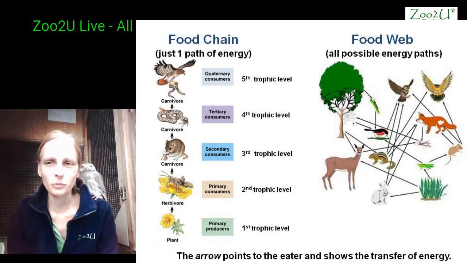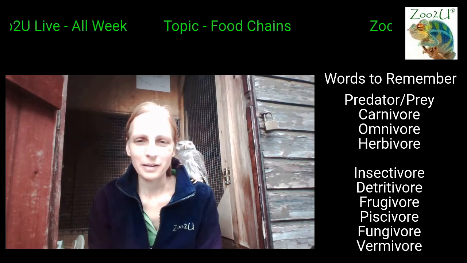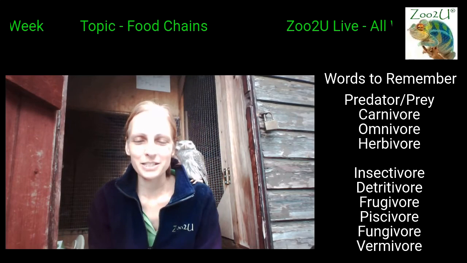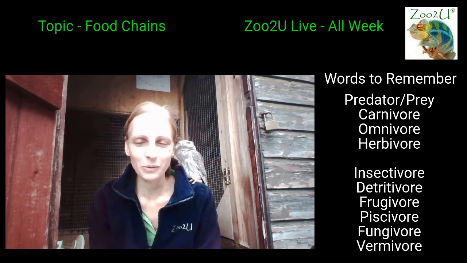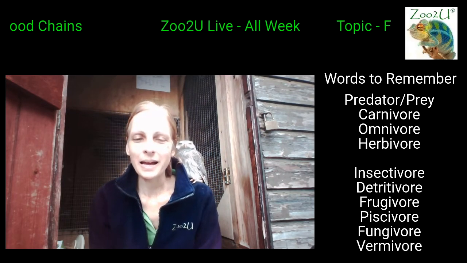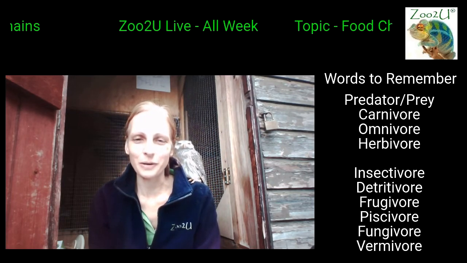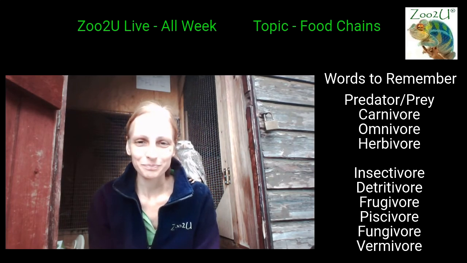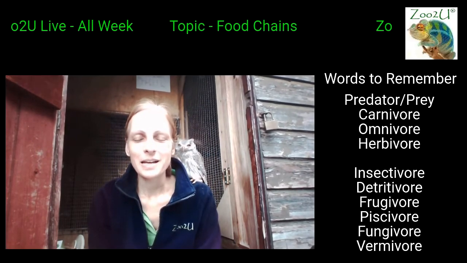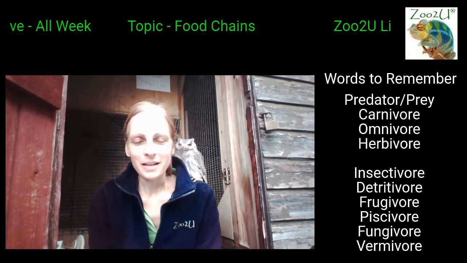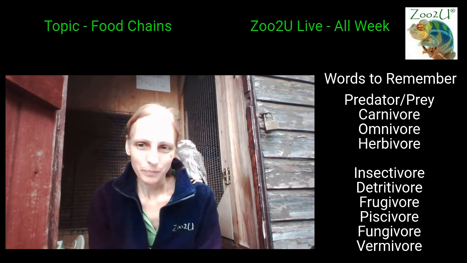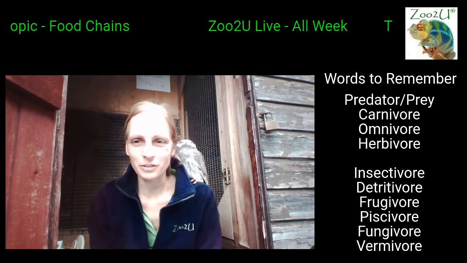Now, we do have a few words for you to have a think about and remember. And these link right back to our classification week, which was our very first live teaching week. And if you remember, I set you a weekly homework challenge. And that was to think of other ways that we could classify animals. Now, in a food chain, you will get all of these words coming up. And so we're going to have a little look at those.